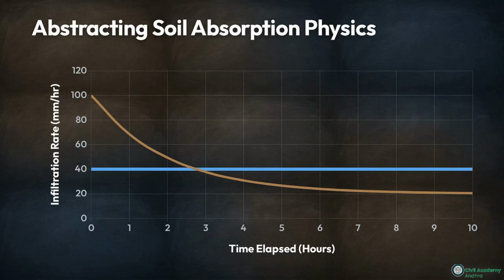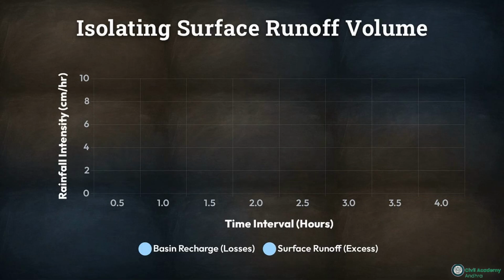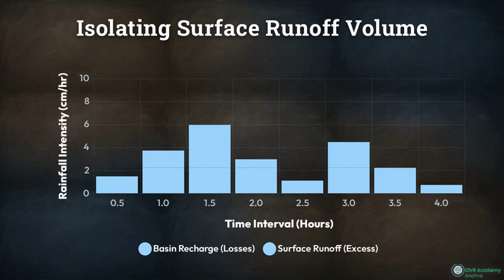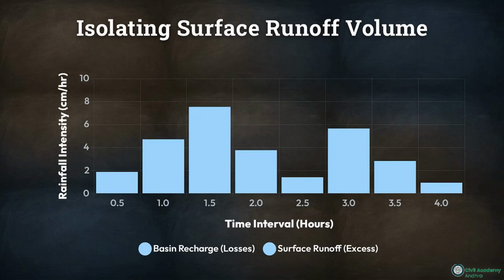To bypass these data gaps and maintain practical forecasting, civil engineers abstract the complex physics of soil absorption into blunt, flat averages. This chart is a hyetograph. It plots the intensity of a storm against time, and it is the primary tool engineers use to map out these abstractions. Instead of a continuous flow, storm duration is divided into discrete time intervals, represented by vertical bars. To simplify the math, engineers apply an infiltration index.